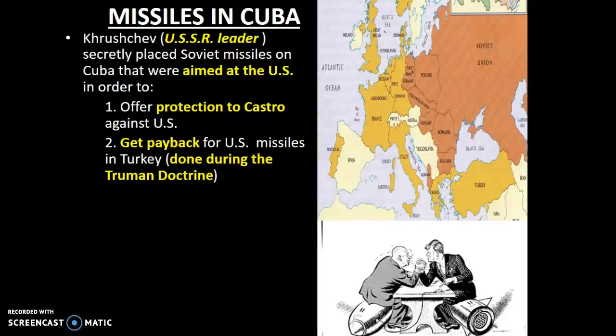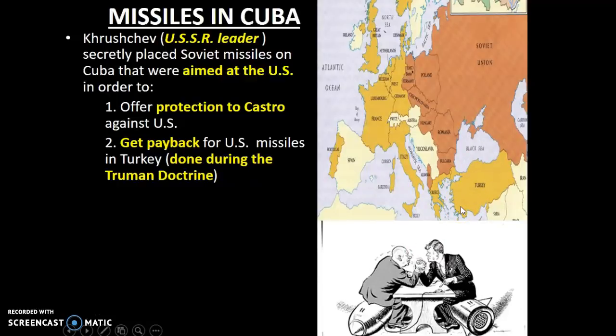The containment plan was to stop communism from spreading and to help countries avoid communism. Specifically, the Truman Doctrine focused on helping Greece and Turkey fight off communism.